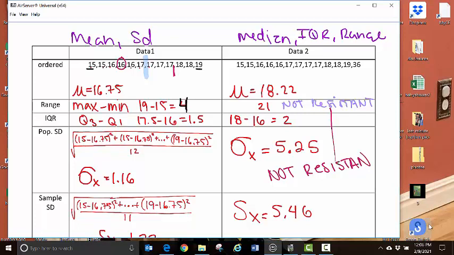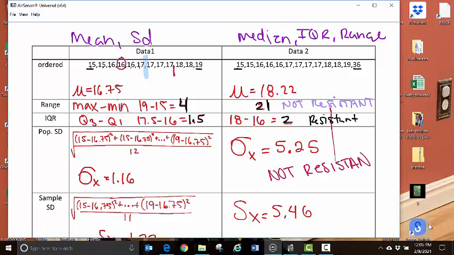When I did the max minus the min with the data set that added my age, notice it changed a lot. So it is not a resistant measure. Okay, the IQR though, that's the middle 50%, is 1.5, and it's 2 if you add my age. That one is resistant. It changed, but not a lot.